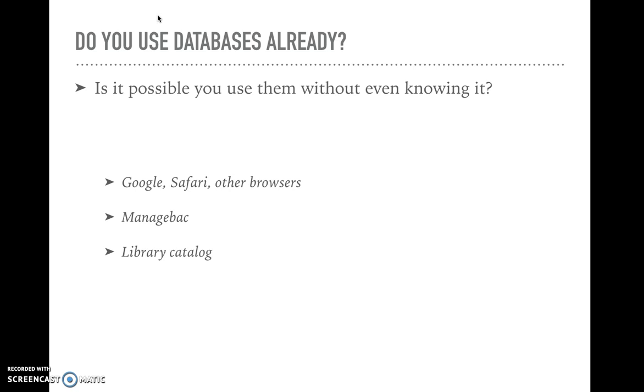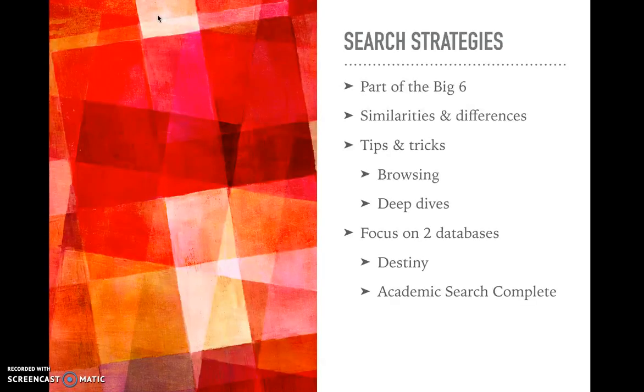The library catalog, which I know that you use, and today we're going to hopefully teach you how to use it a little bit more efficiently. And then JSTOR, Britannica, and EBSCOhost. Hopefully you already knew that and you already use those, so we're going to find out more effective ways for you to search today. We've talked about search strategies before as part of the Big Six. It's one of those steps. And so I want you to put this in that framework.